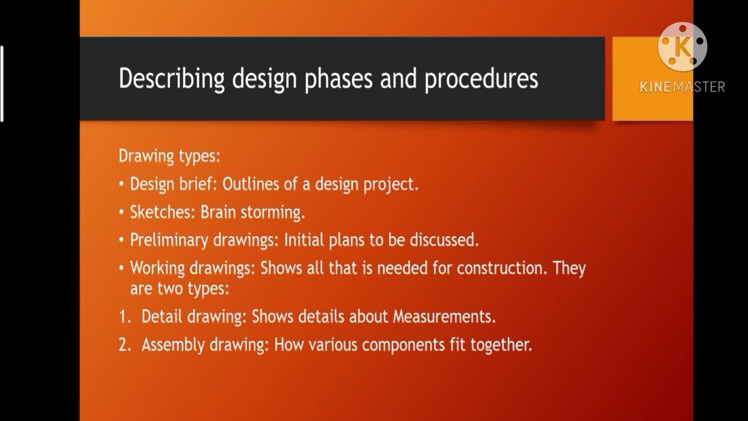And what does it do? It shows all that is needed for construction. And of course, again, as we said, they can be revised, they can be changed so that they would be appropriate for the actual site, not just in paper. And we have two types: detailed drawing, which shows the details about measurements, and we have the assembly drawing, which shows how various components fit together. يبقى دي أول حاجة اتعلمناها في المهارة دي، drawing types، وإن إيه هي ال design procedure، إيه هي ال design stages. ماشي.